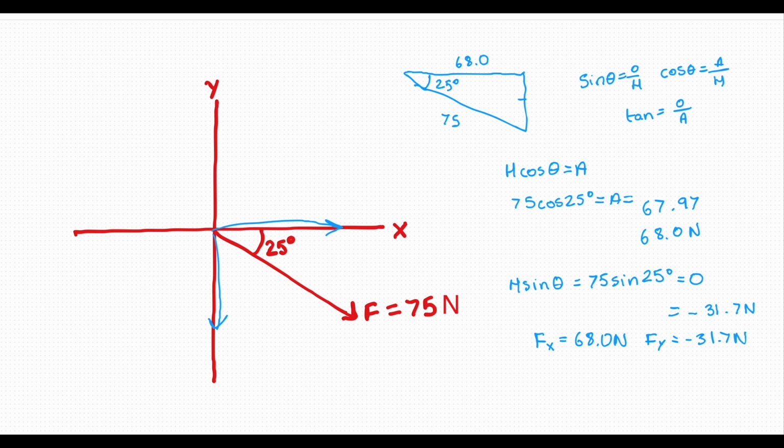And in Cartesian form, if we write it as a vector, it would be 68.0 i hat, oh, no, I had minus 31.7 j hat and newtons. So there you go.